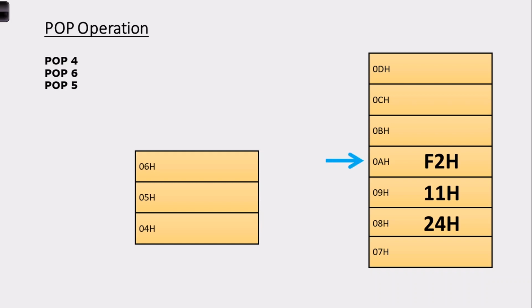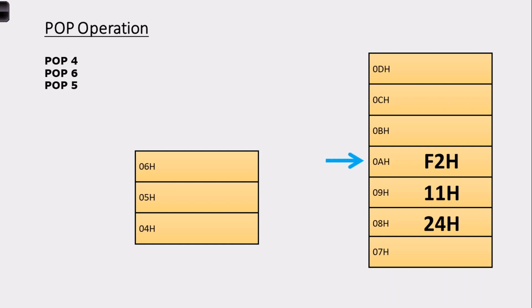If you want to load something into the accumulator, again POP A is totally invalid. If you want to pop out the data and put it back into the accumulator, then what we'll be doing? We'll be using POP 0E0 hexa, so that the contents will be loaded into the accumulator. Now here let us look into the operation of this.